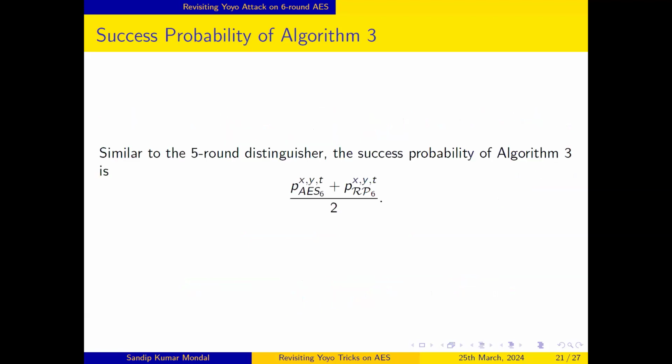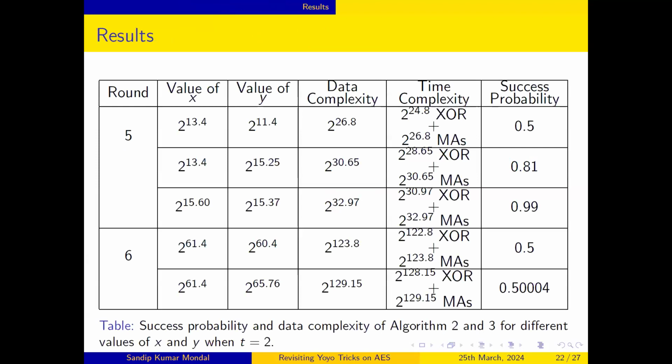So, the overall success probability is this. In the result, if we choose the value of x as 2^13.4, which is the expected value that a right pair is present, and the value of y as 2^11.4, then the data complexity is 2^26.8 and the success probability is 0.5, which is from the yo-yo trick with AES.